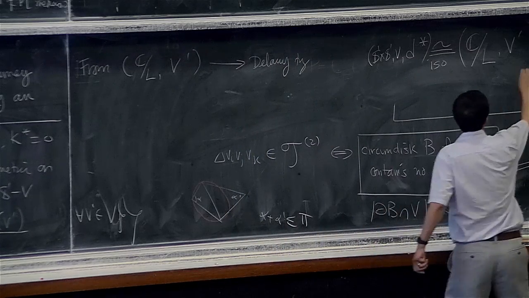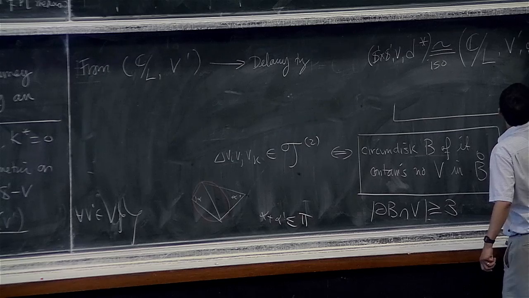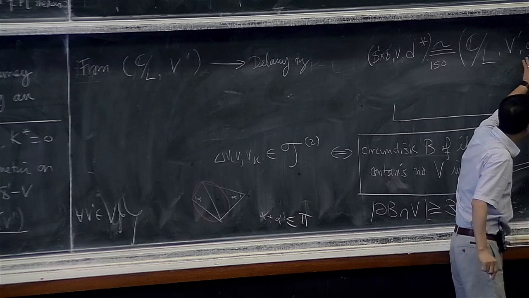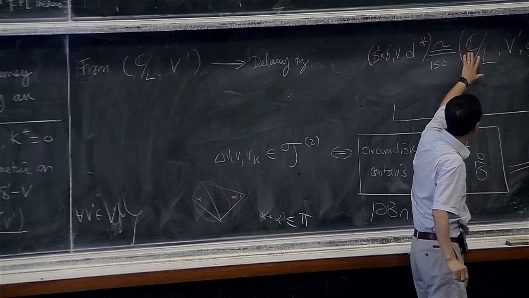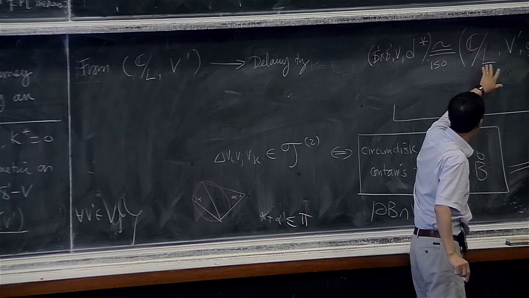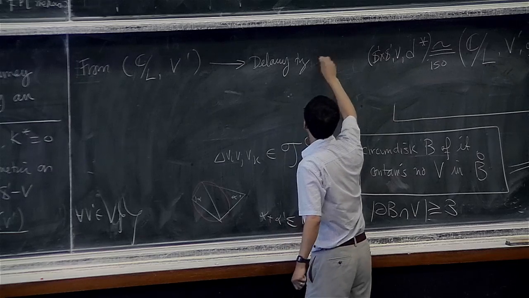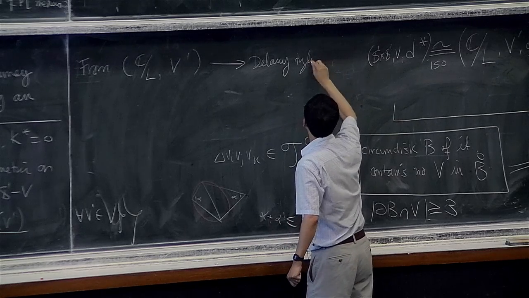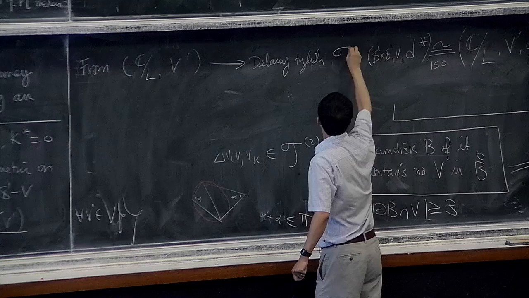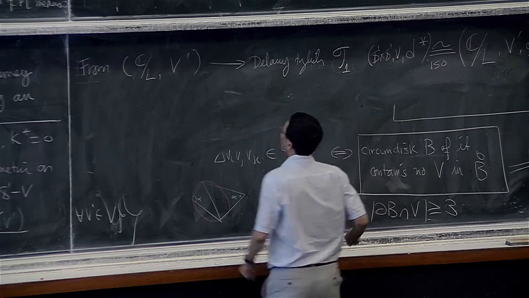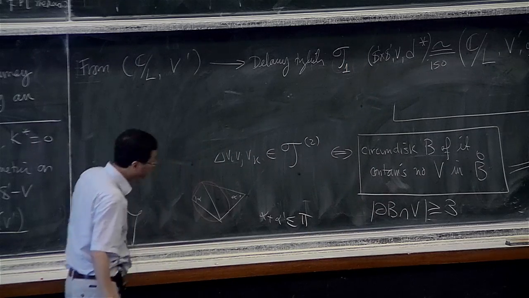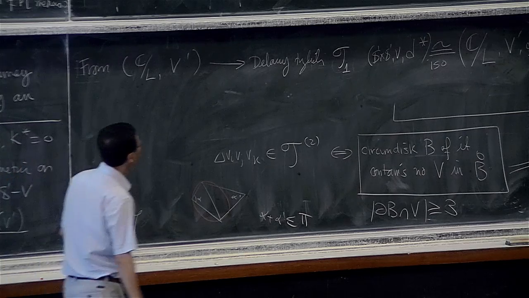Maybe I'm going to put a metric here. So this is, let's call this standard. So this is a flat metric coming from the standard metric in the complex plane marked by the translation. You produce a Delaunay triangulation, say T1, of the torus with this finite set of points.